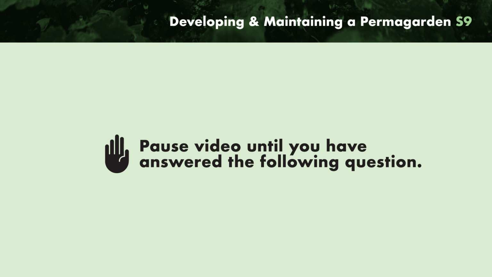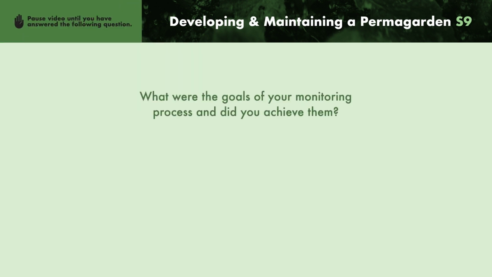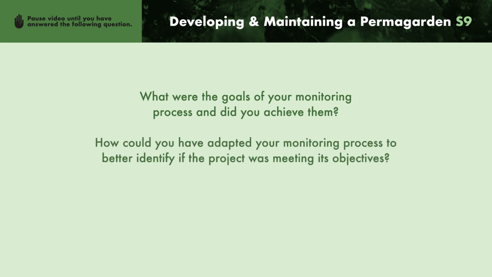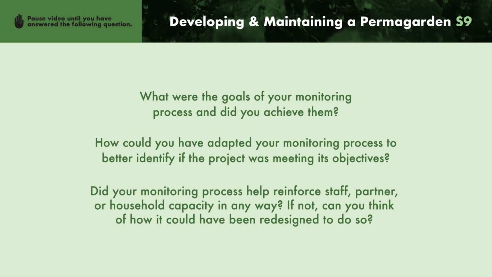Pause for a moment to think about a time when you conducted a garden or agricultural project. Did you have a process to monitor the success of the project in the field? What were the goals of your monitoring process and did you achieve them? How could you have adapted your monitoring process to better identify if the project was meeting its objectives? Did your monitoring process help reinforce staff, partner, or household capacity in any way? If not, can you think of how it could have been redesigned to do so? Pause the video while you discuss your ideas with your colleagues or write them in your notebook.